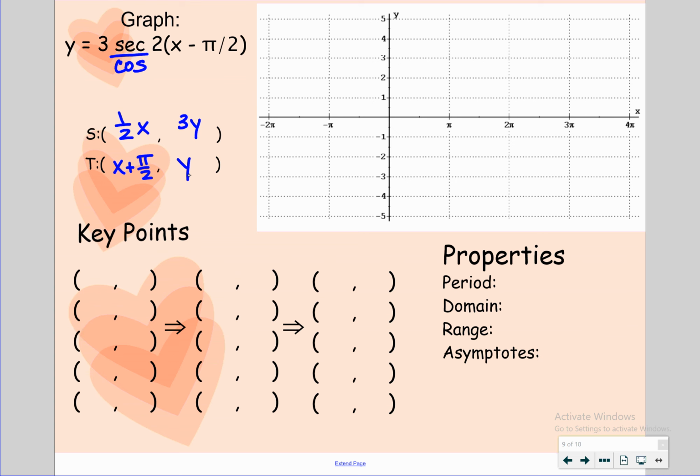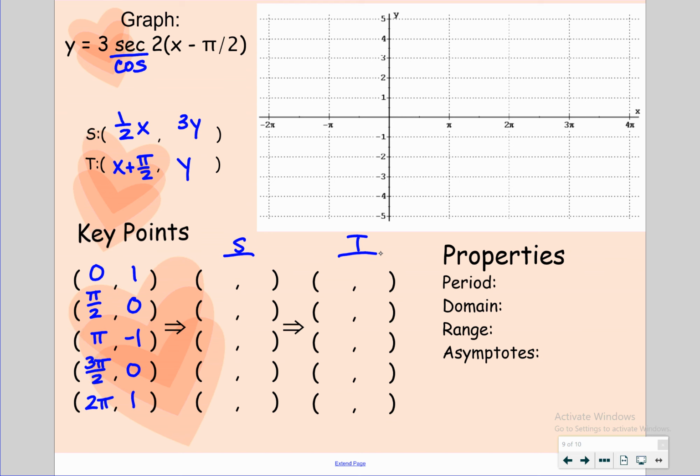Okay? Key points for cosine, or sine, actually, they start the same way. 0, pi over 2, pi, 3 pi over 2, 2 pi. And then you need to know the cosine of those radian measures. What is the cosine of 0? 1. Pi over 2. 0. Pi. 3 pi over 2. 2 pi. 1.